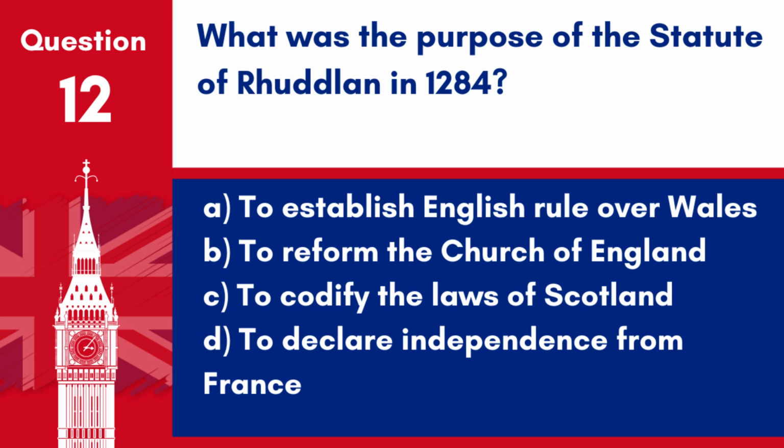Question 12. What was the purpose of the Statute of Rhuddlan in 1284? A. To establish English rule over Wales. B. To reform the Church of England. C. To codify the laws of Scotland. D. To declare independence from France. Answer A. To establish English rule over Wales. The Statute of Rhuddlan in 1284 integrated Wales into the English legal system.